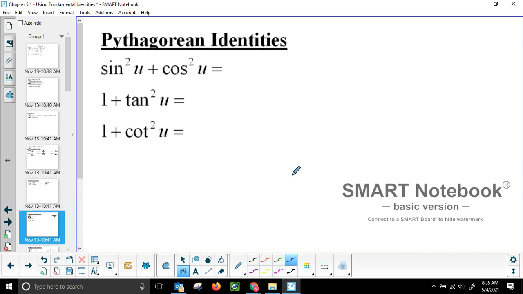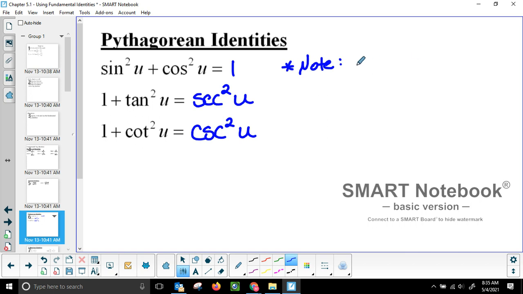All right, so we have our Pythagorean identities as well. Sine squared u plus cosine squared u is equal to 1. 1 plus tangent squared u is equal to secant squared u. And 1 plus cotangent squared u is equal to cosecant squared u. Do remember, just as a side note, that for instance, sine squared of u is really just sine of u all squared.